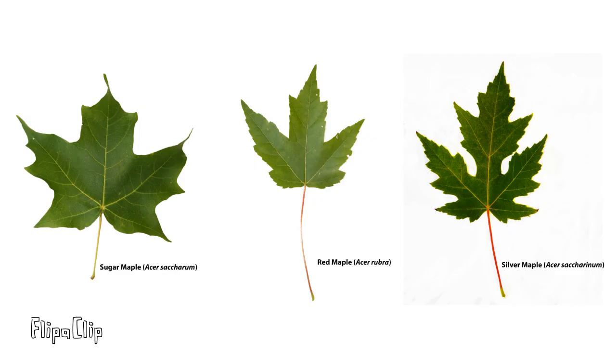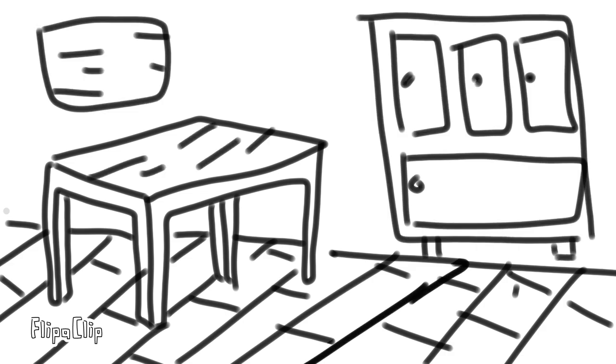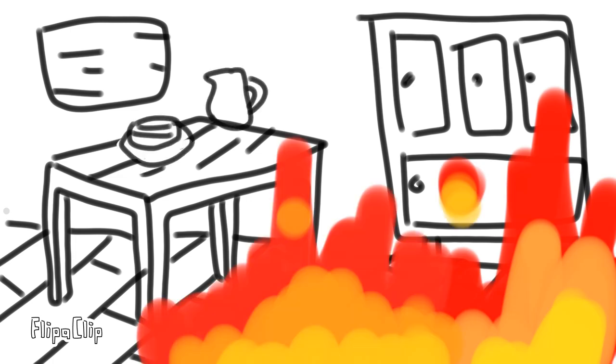Here are the different leaf shapes for sugar maple, red maple, and silver maple. Look at them for a few seconds and identify a few differences. Maple trees can be used for furniture, flooring, cabinets, veneer, instruments, cutting boards, and more. It is good for fuel for fire and as syrup for pancakes.